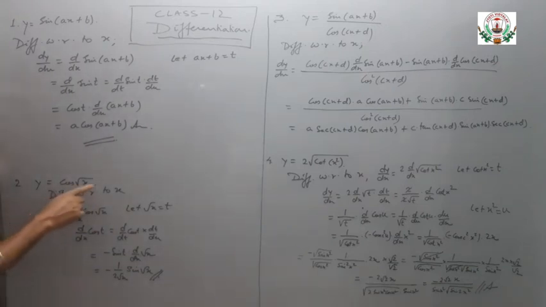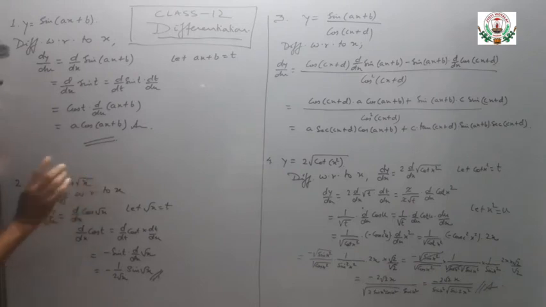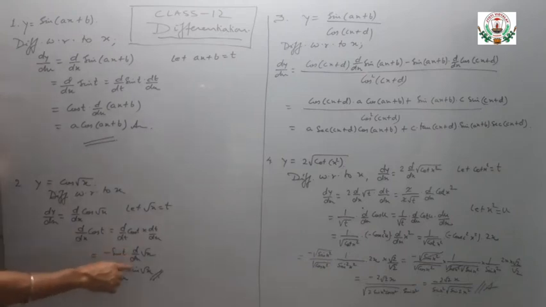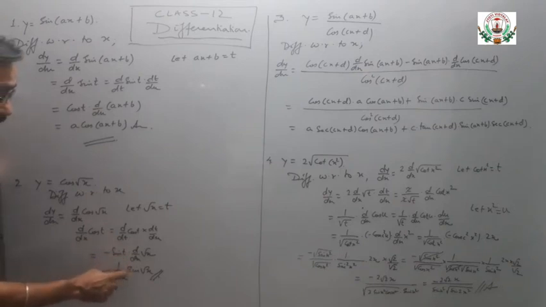Next, y equals cos root x. Here root x we have to take as t. So d by dx of cos root x is d by dx of cos t, which is d by dt of cos t into dt by dx, minus sin t into d by dx of root x, which is 1 by 2 root x. We substitute the value of t in the sin function: minus 1 by (2 root x) sin root x.